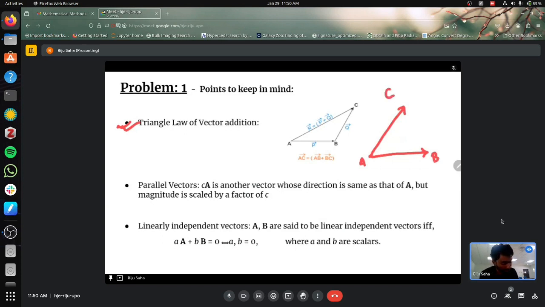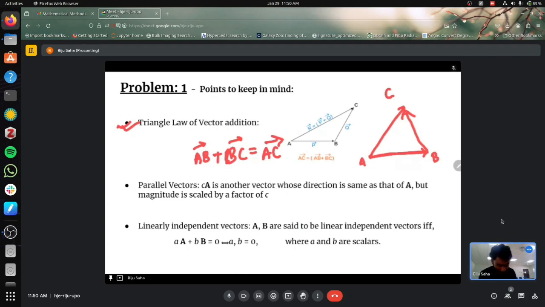In that case the resultant, that is AB plus BC, let us form the triangle first. The resultant of AB plus BC will be equal to AC. So if we have a vector whose head originates from the tail of the other, then the resultant will be the vector connecting the head of one and the tail of the other. So AC is that particular vector.